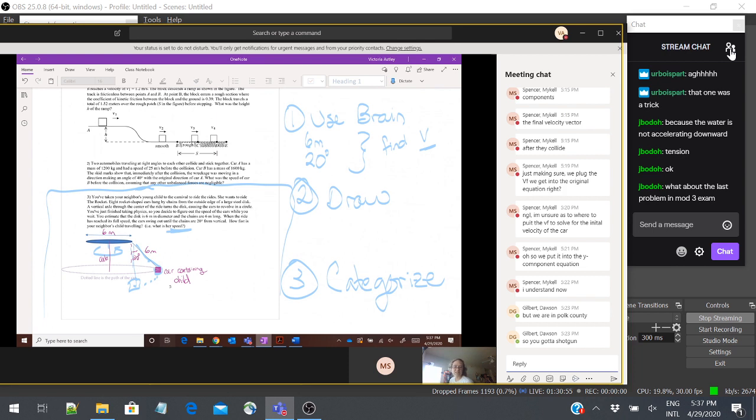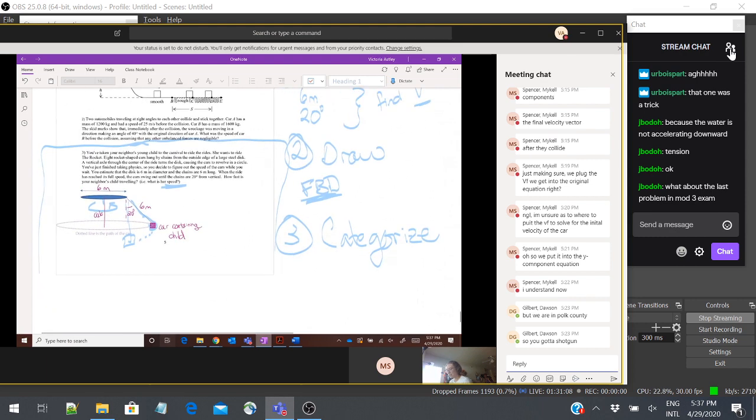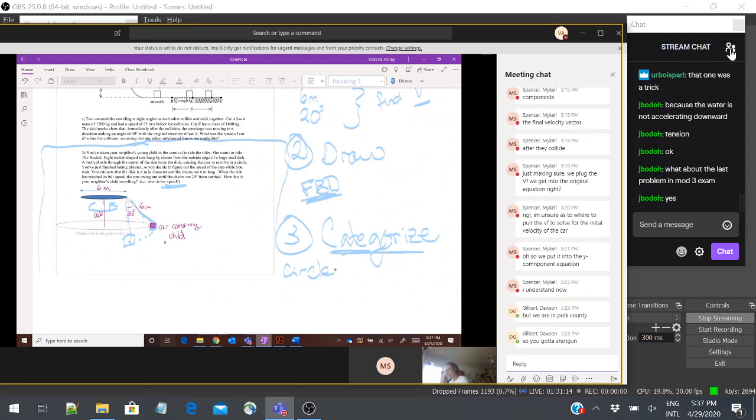Kind of does. Okay, draw. We've got a picture. What about a free body diagram? Is a free body diagram appropriate for this question? Well, can we categorize it? What type of question is this? Definitely circles, but is it kinematics or forces or both?